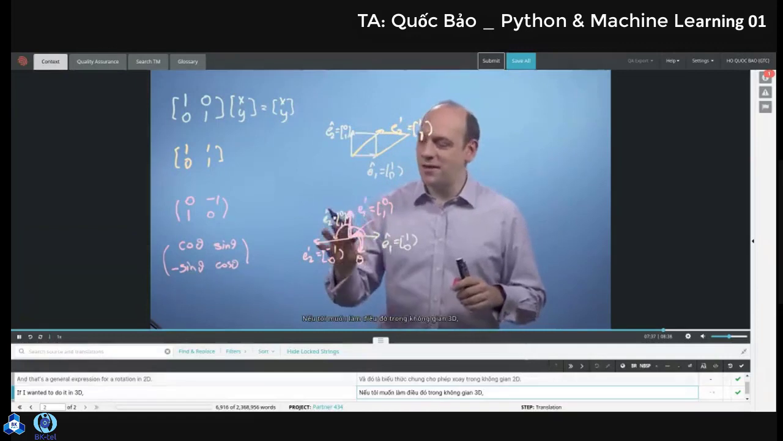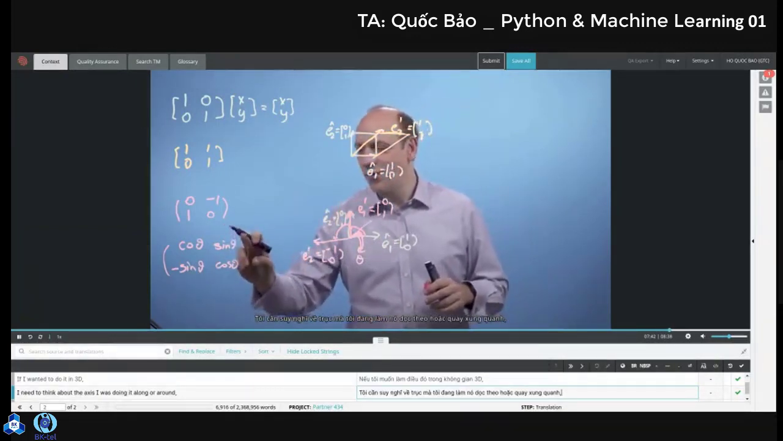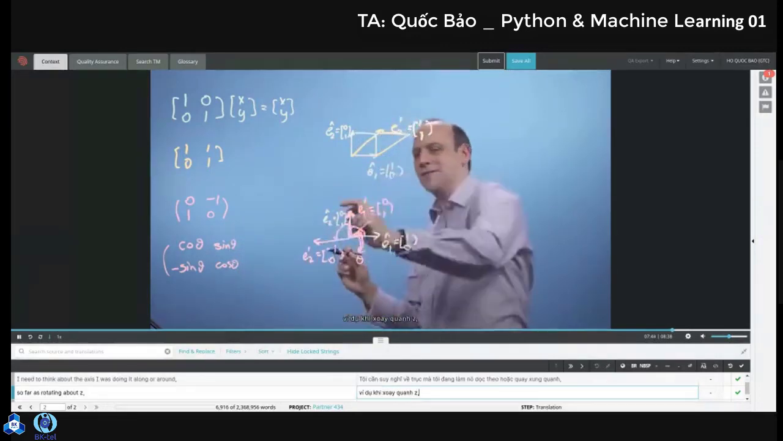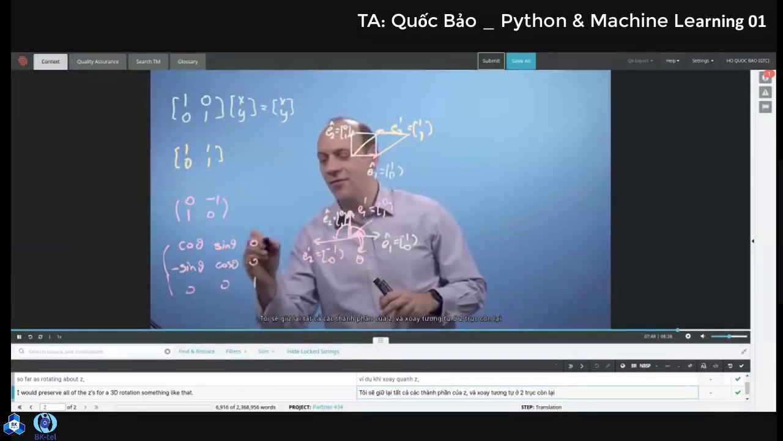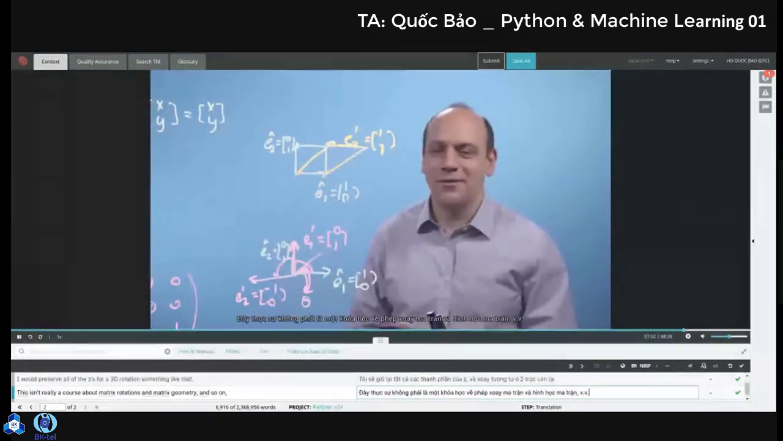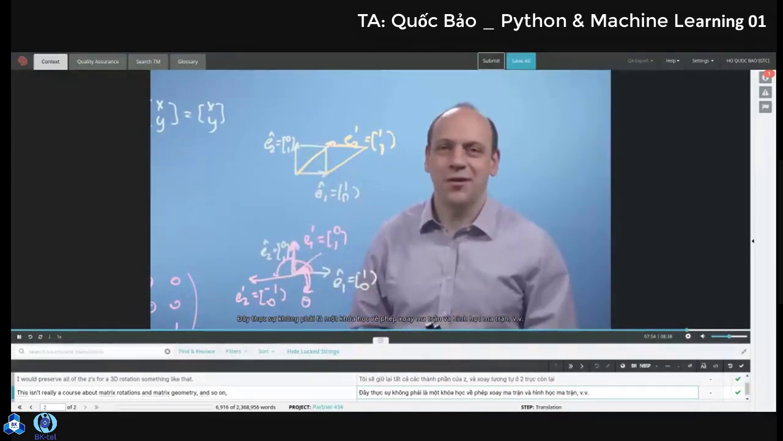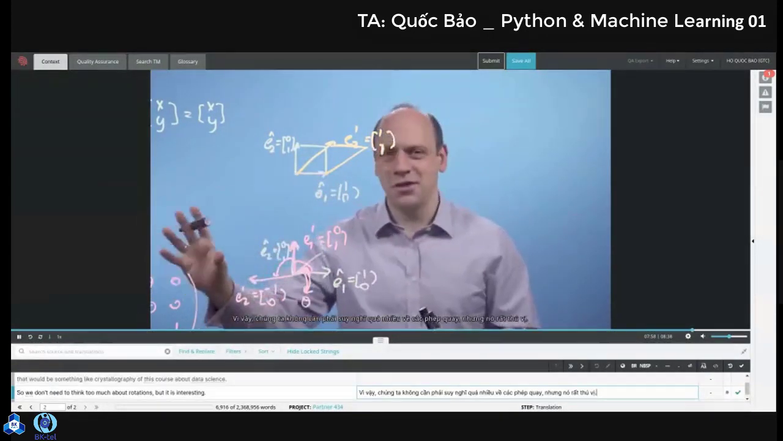If I wanted to do it in 3D, I need to think about the axis I was doing it along or around. So if I was rotating about Z, I would preserve all of the Zs for a 3D rotation, something like that. But this isn't really a course about matrix rotations and matrix geometry and so on. That would be something like crystallography. This is a course about data science. So we don't need to think too much about rotations.